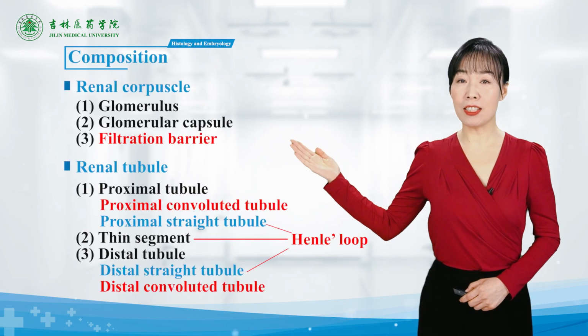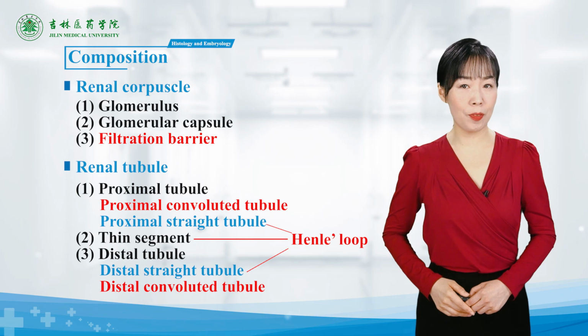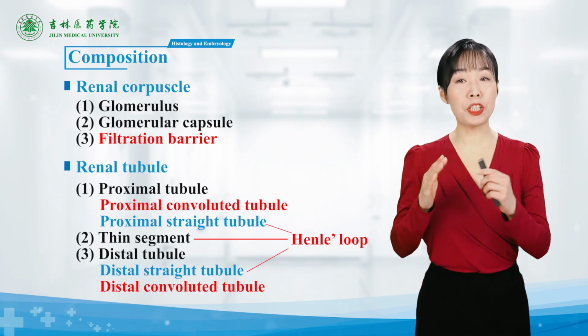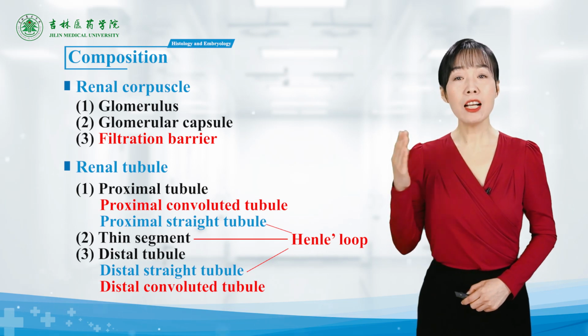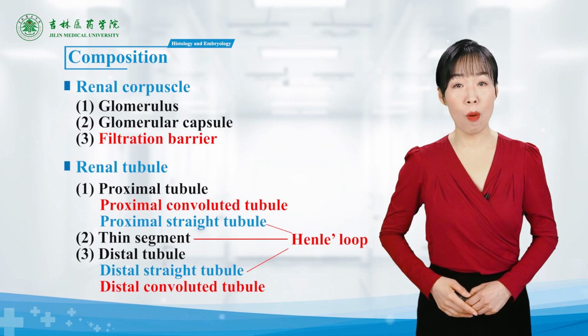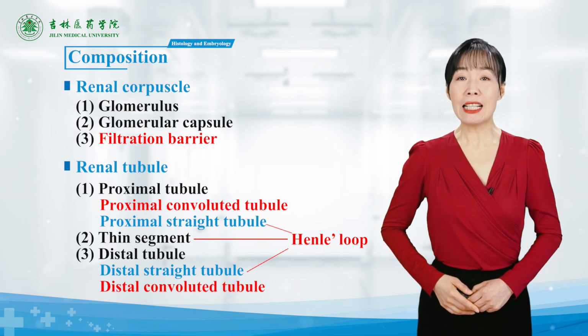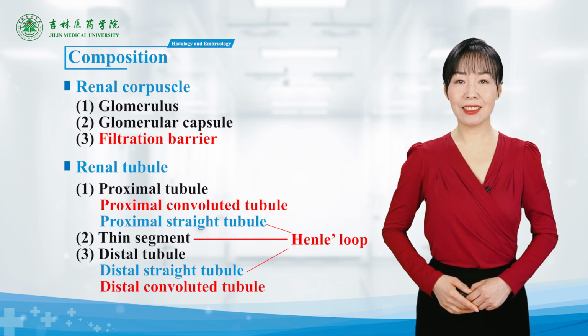Among the nephrons, we will mainly focus on the renal corpuscle, proximal convoluted tubule, and distal convoluted tubule. In addition to the nephron, we will also study another important structure, juxtaglomerular apparatus.